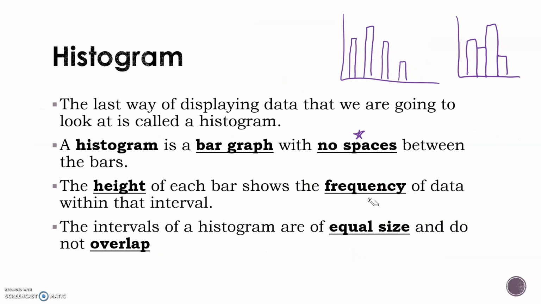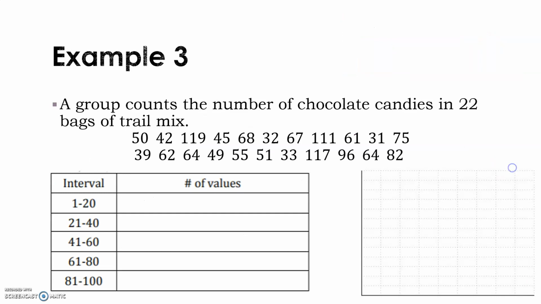And the intervals of a histogram have to be of equal size, and they can't overlap. So if I'm counting by 2s, then they all have to count by 2s. And I'll show you what I mean here in a second. So a group counts the number of chocolate candies in 22 bags of trail mix. And so we see that we have values here. So I went ahead and created an interval. I said, let's count by 20s. Now notice I'm going from 1 to 20, 21 to 40, and this number here is increasing by 20 each time.